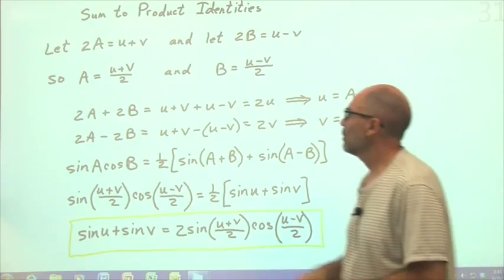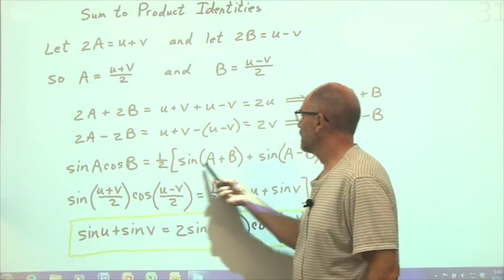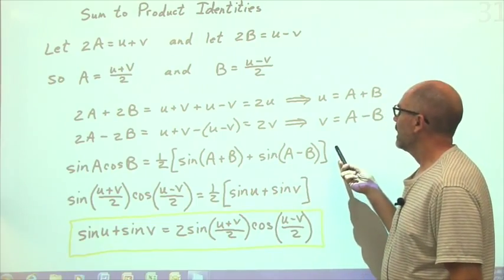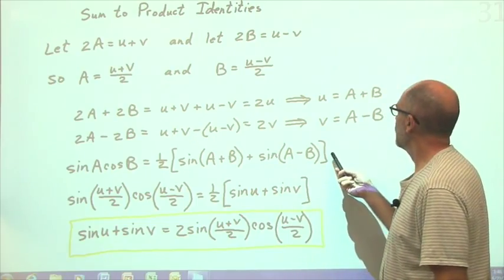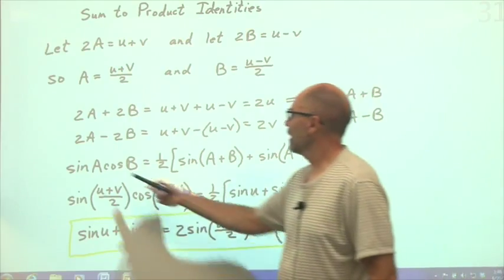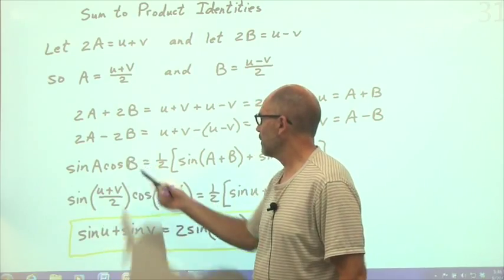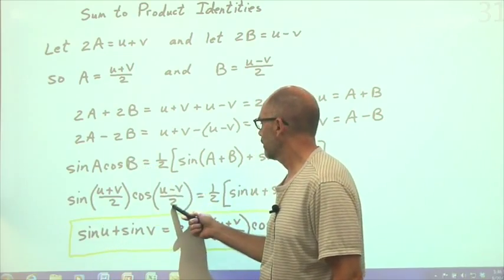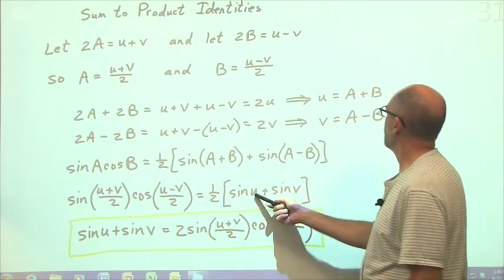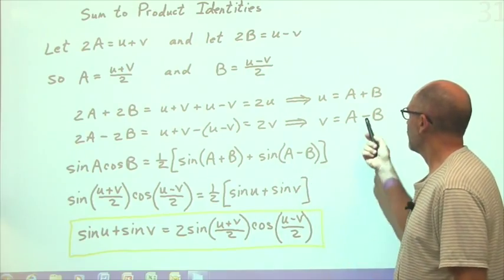So we go to sine A cosine B equals 1/2 sine of A plus B plus sine of A minus B. We just got that. Now what we're going to do is put in place of the A the u plus v over 2, and in place of the b, the u minus v over 2. Equals sine of a plus b, well, that's sine of u, and sine of a minus b, well, that's sine of v.